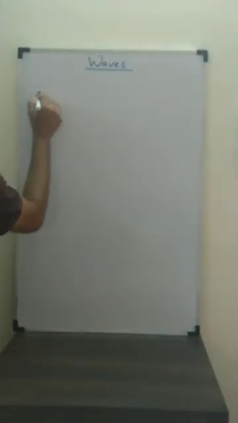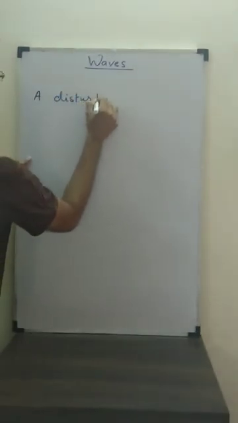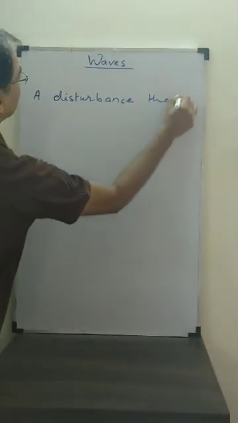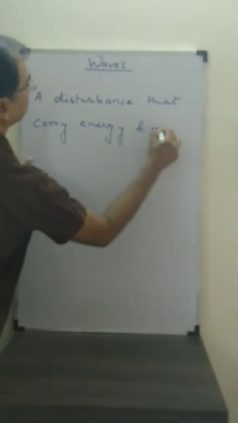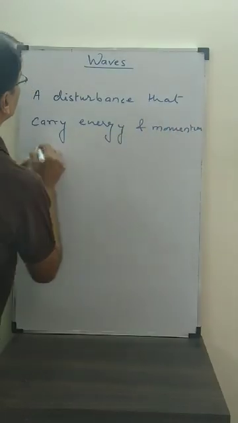Now, what are other examples of waves? If you talk about waves in water, water is stationary, it stands still. If you want to produce a wave, we have to drop a stone in it. When you drop a stone in it, waves are formed. So that is also a wave. We created a disturbance in the medium so that waves are created. Hence the definition: a disturbance that carries energy and momentum is called a wave.